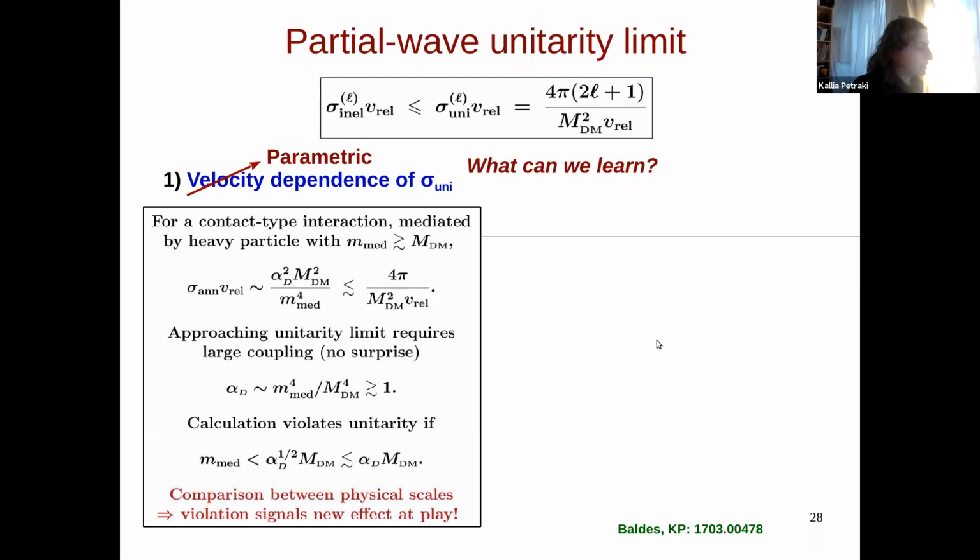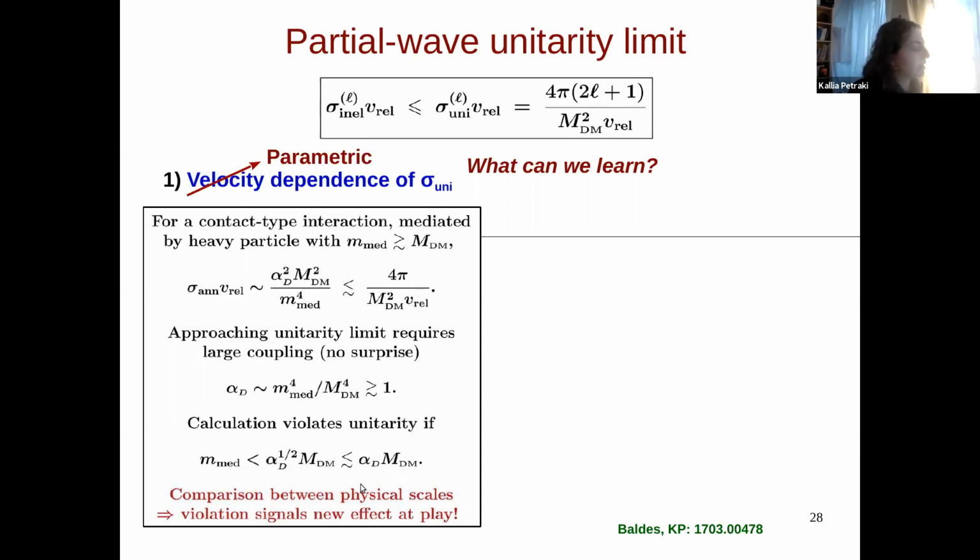So let us go again back to contact-type interactions. If we assume that we have a contact-type interaction that saturates or approaches the unitarity limit, well, we have to bound our contact-type interaction, which scales typically as a coupling squared times the energy squared, here the dark matter mass, over the mediator mass to the fourth power. This has to obey unitarity. From this inequality, we find, first of all, that the coupling has to be large. This is no surprise. Of course, the coupling would have to be large to attain the unitarity limit.